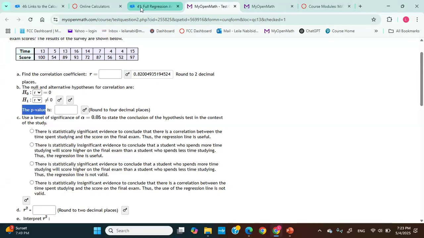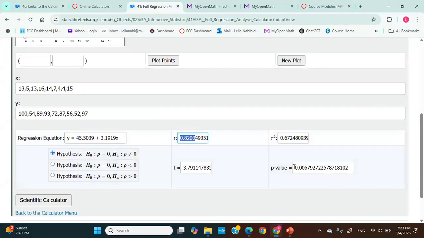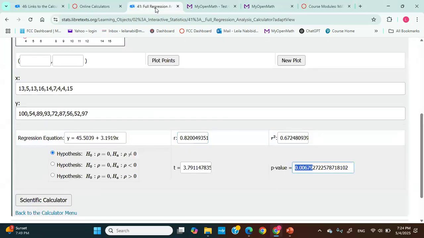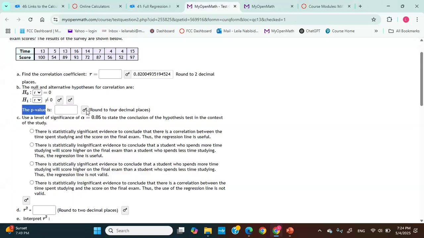I'll go back to the calculator and see the p-value is 0.00679. And if we are supposed to round it to 4, we get 0.0068. Let's see the answer. 0.0068. Yes.